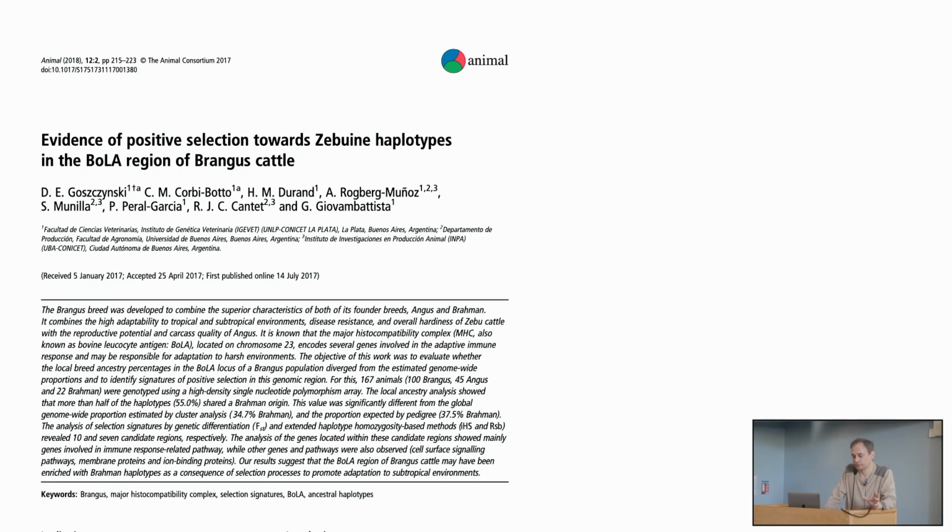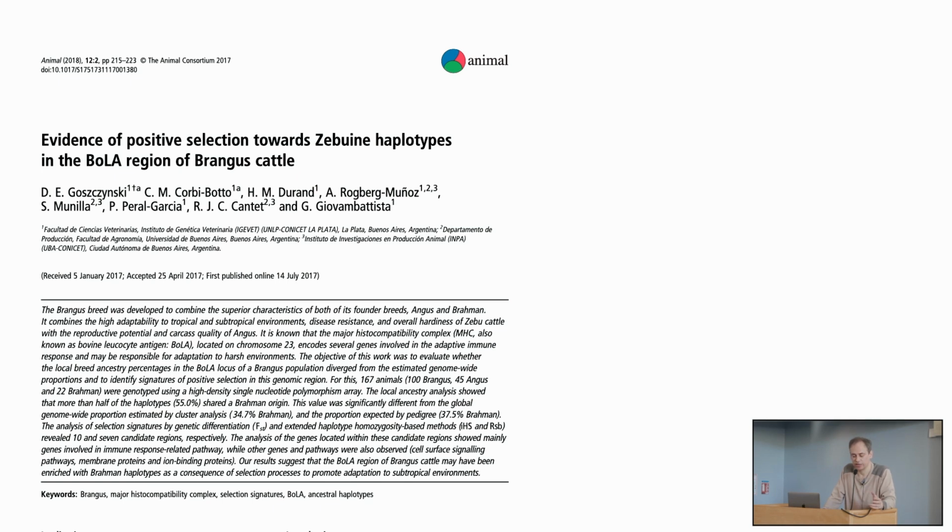And so the goal of this research was a particular region of chromosome 23, which is called, sorry, I forgot the name, the major histocompatibility complex, which encodes genes that are suspected to have a role in the adaptive immune response, and this is linked to resistance to tropical environments.